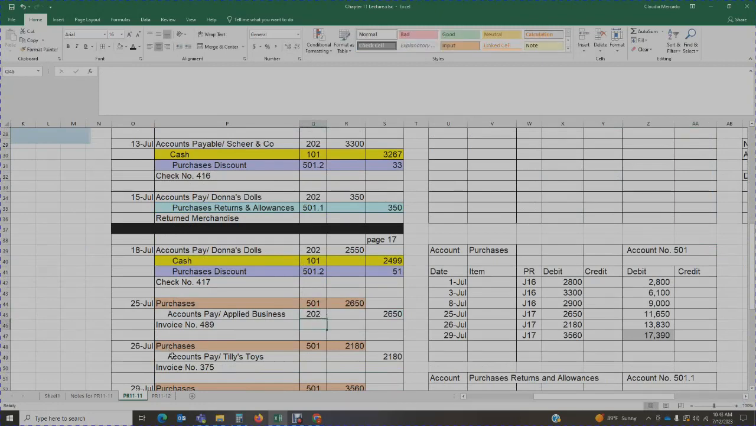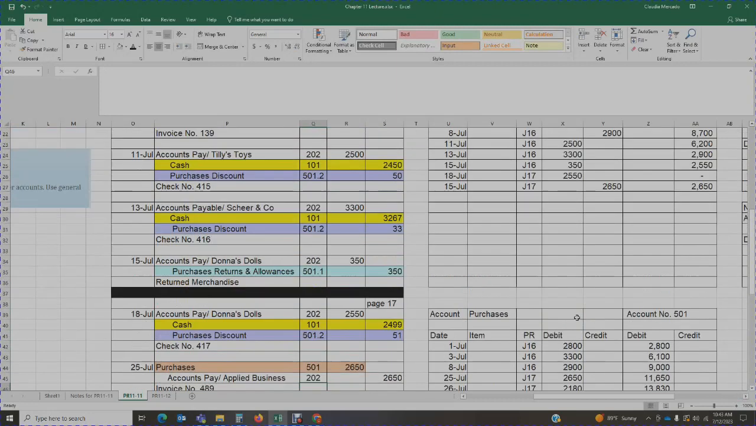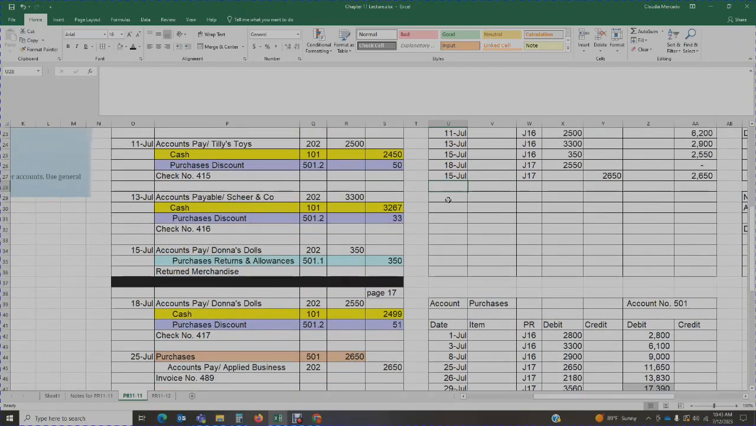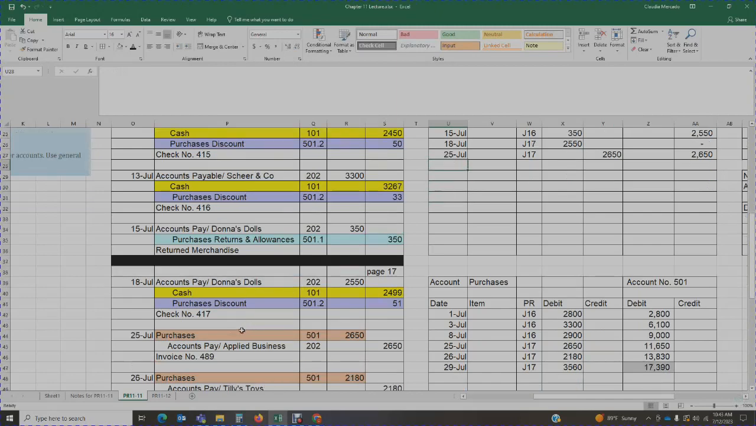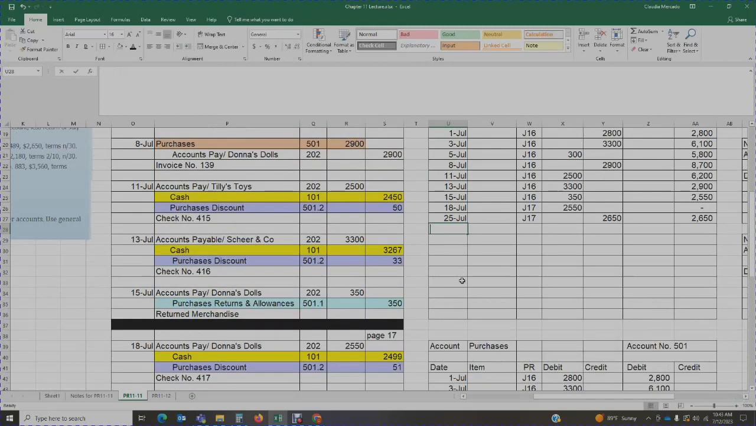On the 26th, we got accounts payable credit of $2,180. So I'm going to have here, okay, I entered the 15th when it's July 25th. I was like, what is this? Okay, so July 25th, and then we've got July 26th. So be very careful when you enter your dates, your amounts, all of that good stuff, because it's very easy for you to make a mistake.